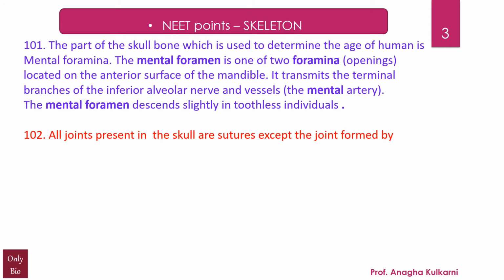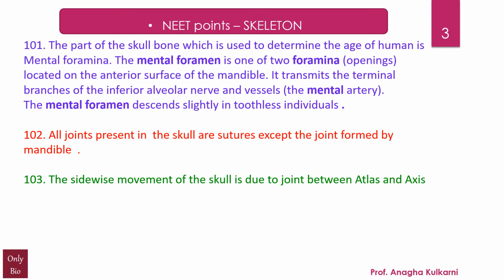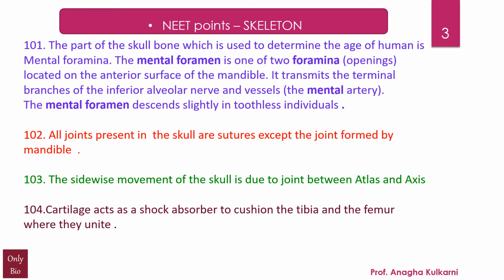Next, all joints are present in the skull as sutures except the joint that is formed by the mandible. Next, the sidewise movement of the skull is due to the joint between atlas and axis. Friends, I hope you can recollect that this is the no joint, which is possible because of the pivot joint between the atlas and the axis. Next, cartilage acts as a shock absorber to cushion the tibia and the femur where they unite.